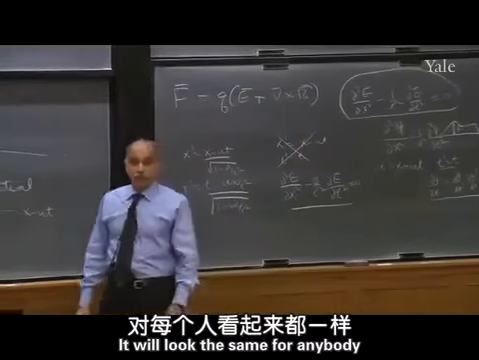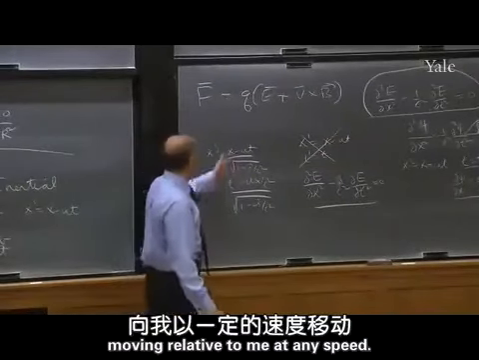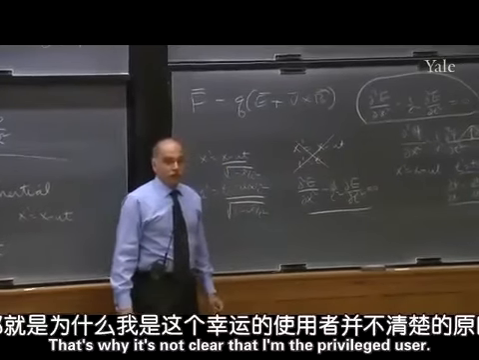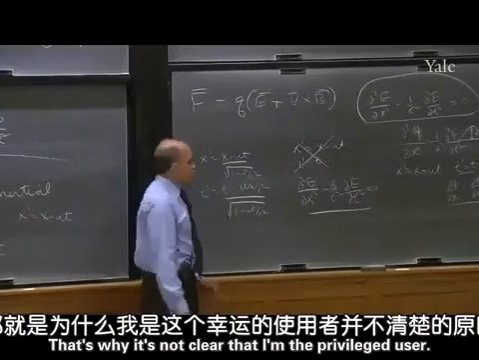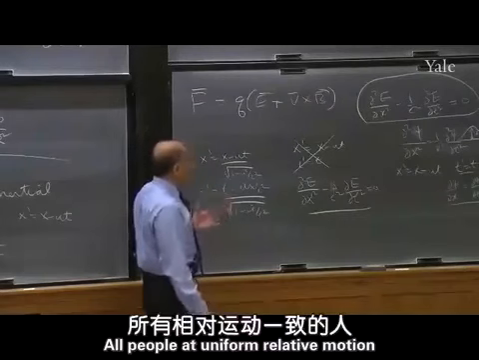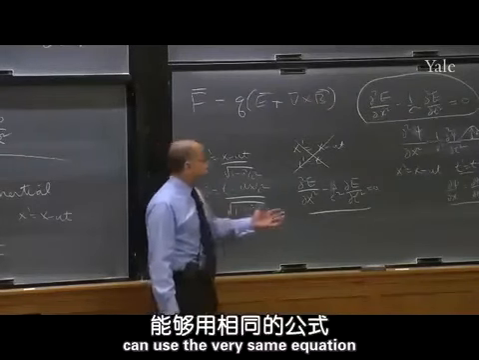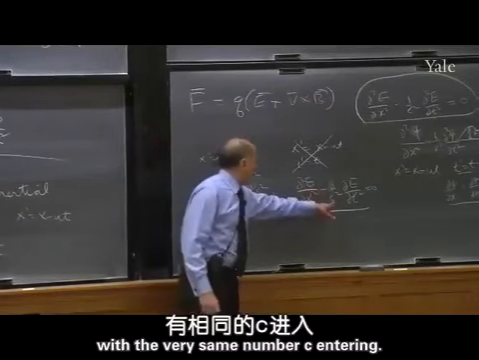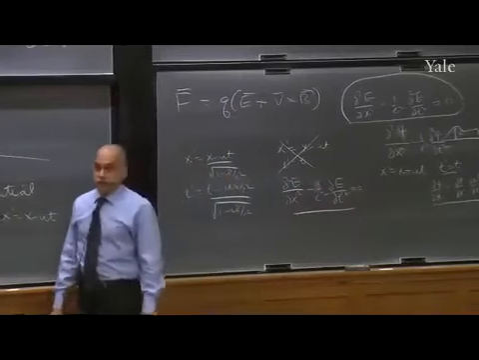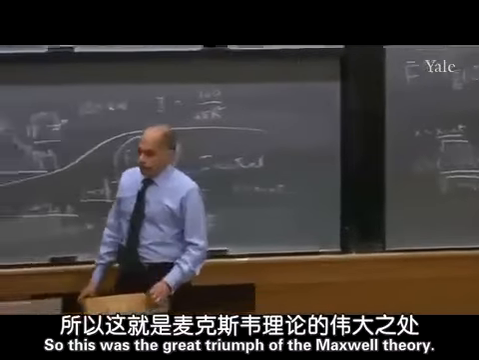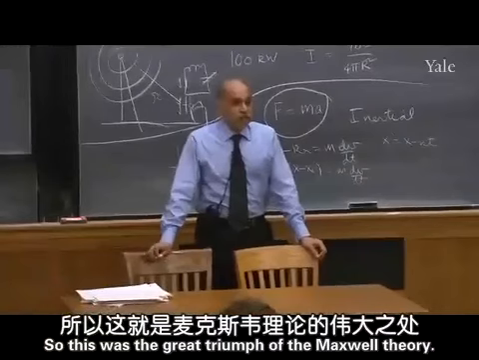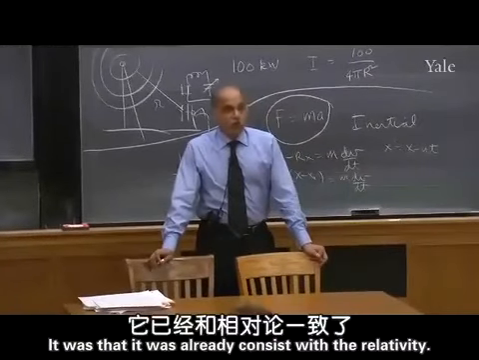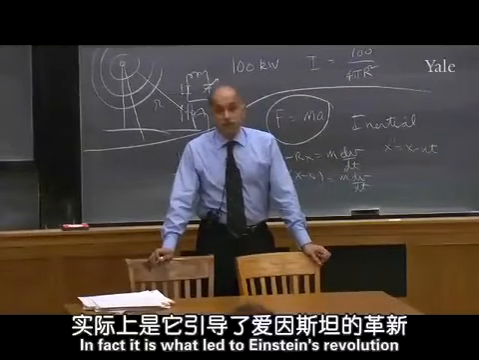It will look the same for anybody moving relative to me at any speed. That's why it's not clear that I'm the privileged user. All people at uniform relative motion can use the very same equation with the very same number c entering. So this was the great triumph of the Maxwell theory. It already was consistent with the relativity.